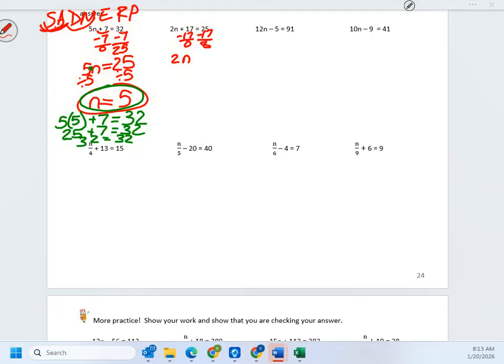17 minus 17 was 0. I don't need to rewrite 0. And then I'm going to bring down my 8. So now, with my rewritten equation, I do it right underneath.